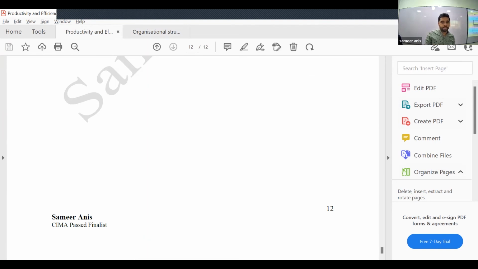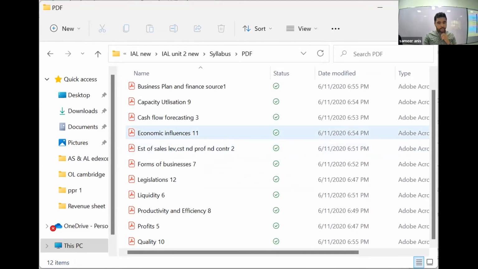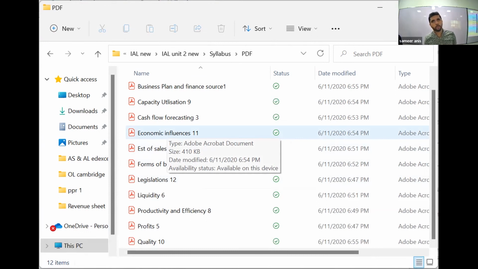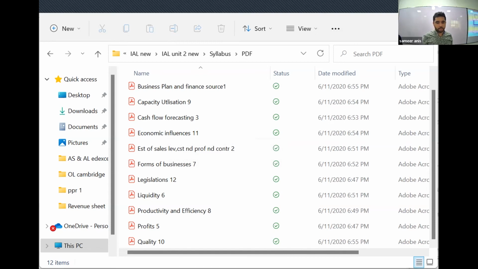I think we have a little bit of time now, guys. We can just have a look at capacity utilization, I guess. So take out capacity utilization, all of y'all. That's the ninth tute. Let me see how many tutes we have in total, guys. In total, you have 11 tutes. So this and another two more. Hopefully, we should be able to start papers from the first week of February, guys. So don't worry about it too much.